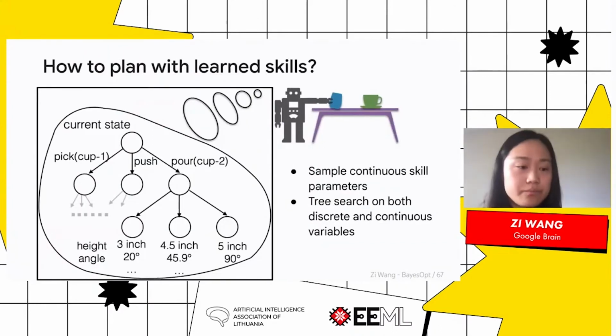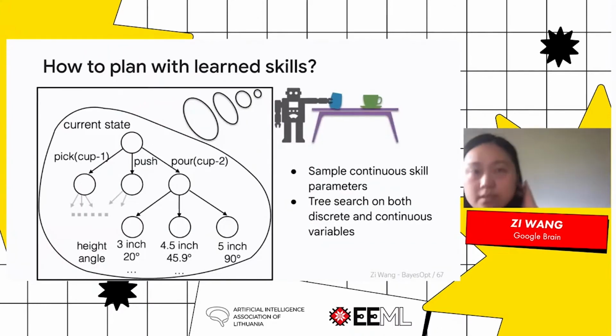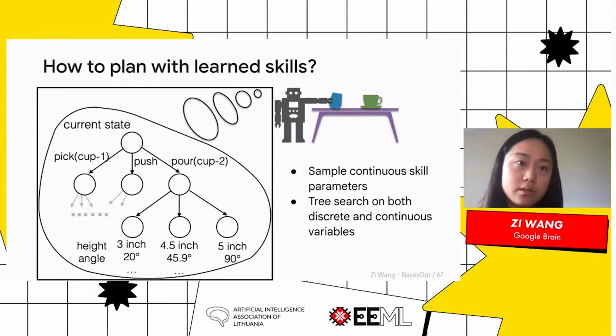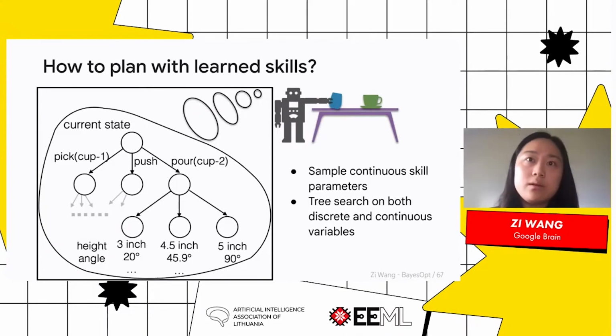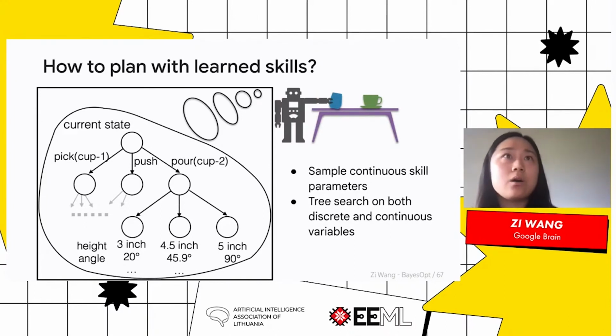So that's pretty much how we are trying to learn the skills, but there could also be other approaches, which I'm not going to cover. Another big question is, how do we plan with the learned skills? What we talked about is just one single skill, but once we try to do a long horizon task, it involves very complicated combinations of skills.